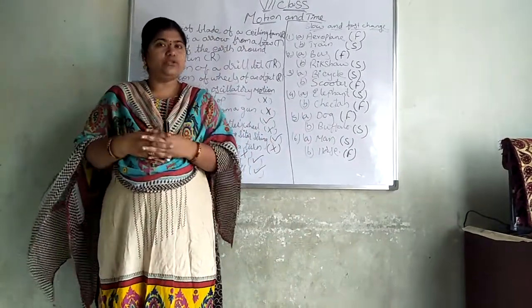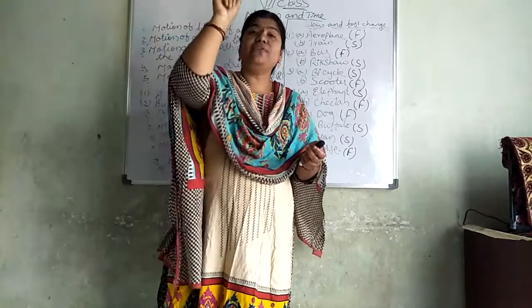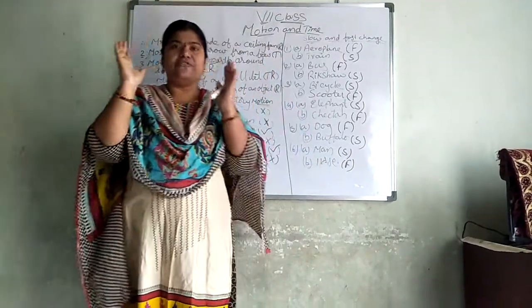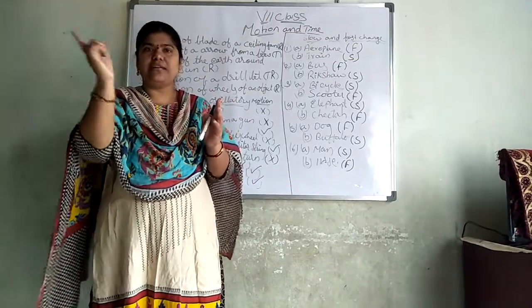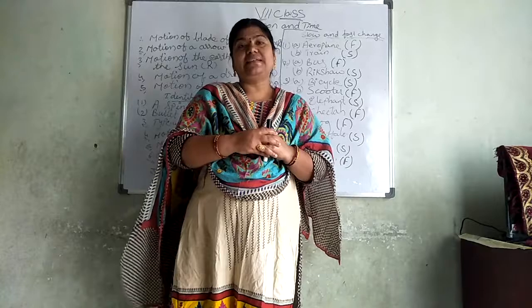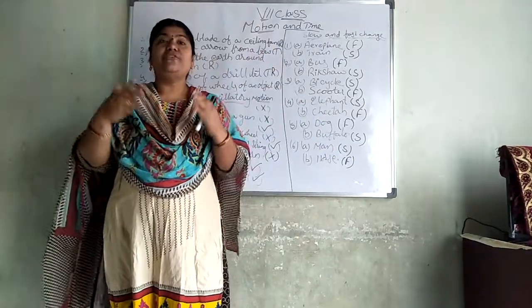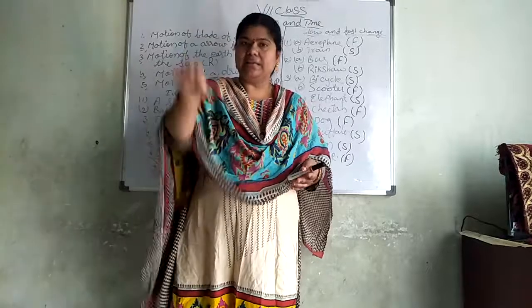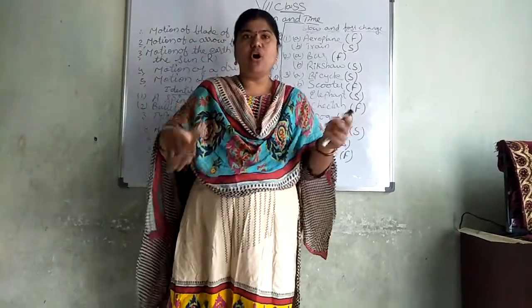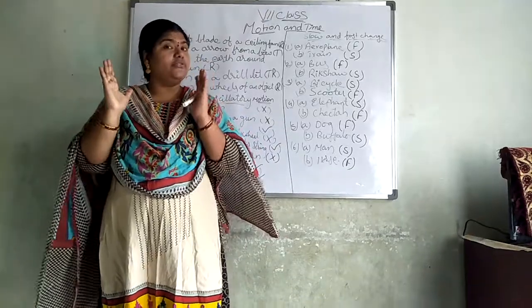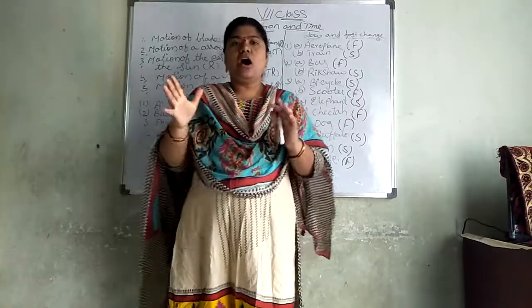What is rotatory motion? If an object moves at a fixed point in a circular orbit, then we will say it is rotatory motion. Then next, what is oscillatory motion? If an object moves to and fro or up and down at a fixed point, it is called oscillatory motion.